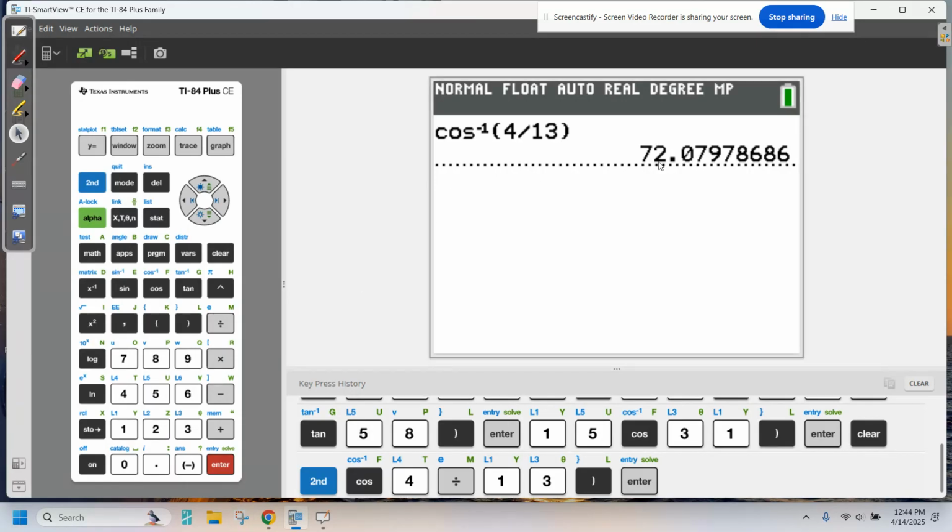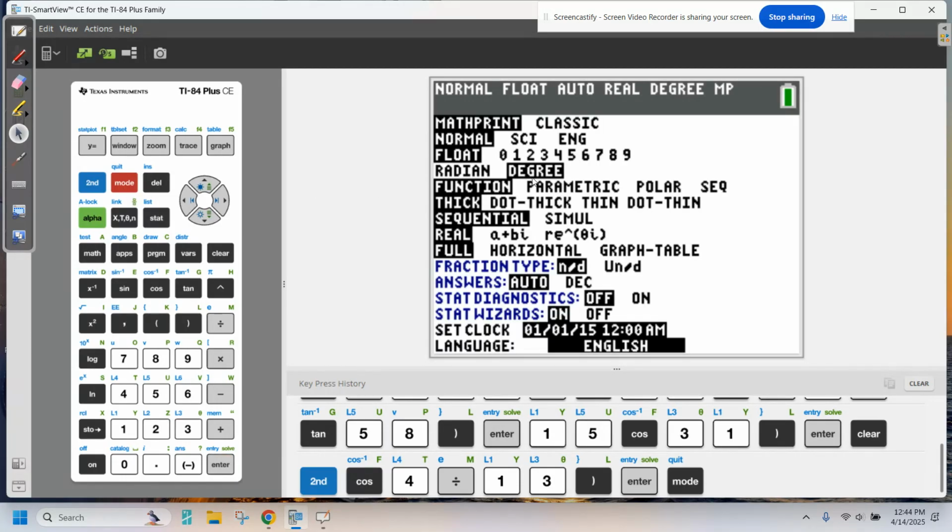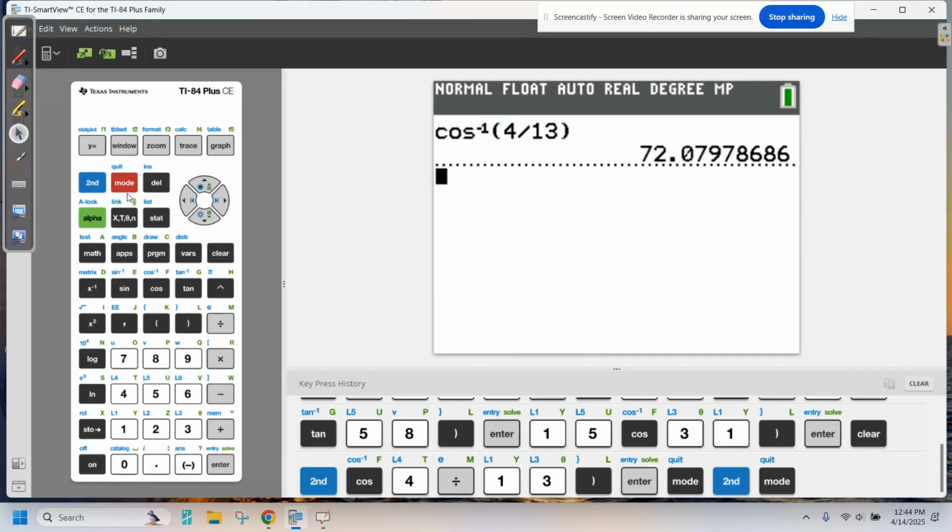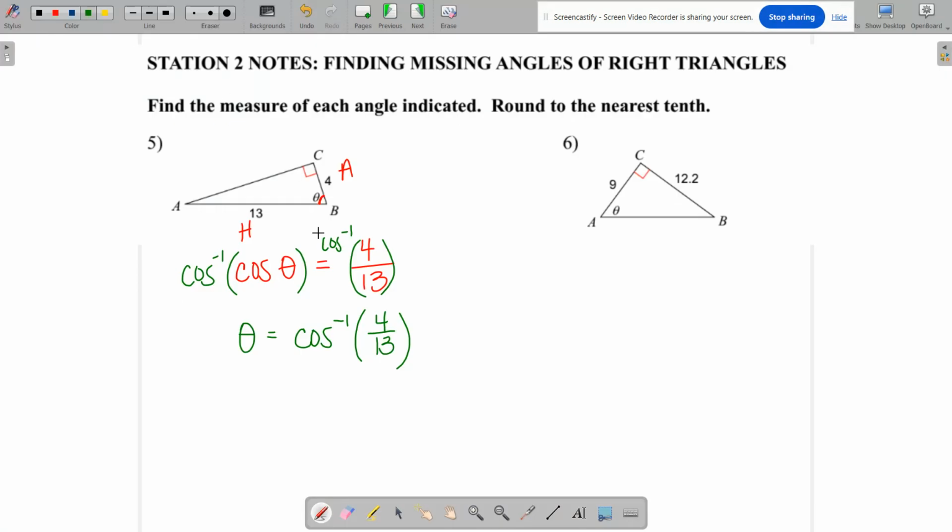and we get 72 point, we'll round that to 1. If this isn't the answer you get on your calculator, you need to make sure to change your mode to the degree mode. It always needs to be in degree mode if we're talking about using degrees. So 72.1. So we would say theta is about 72.1 degrees, so you want to make sure that you label that answer.